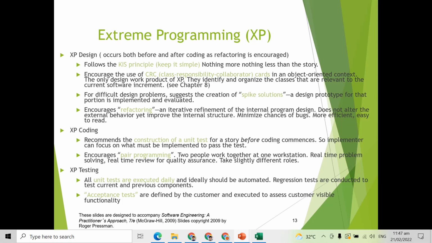For XP testing, all unit tests are executed daily and ideally should be automated. Regression tests are conducted to test current and previous components, and acceptance tests are defined by the customer and executed to assess customer-visible functionality.